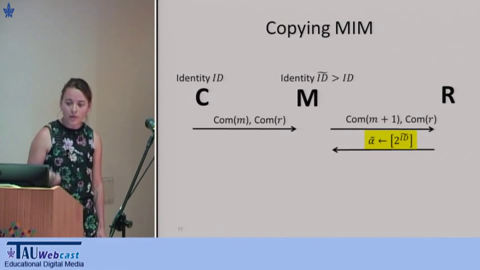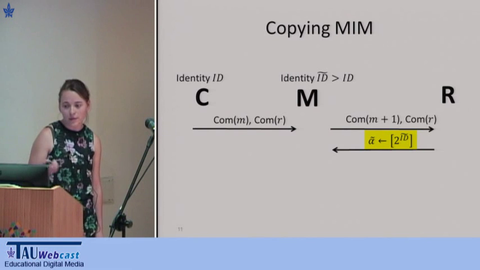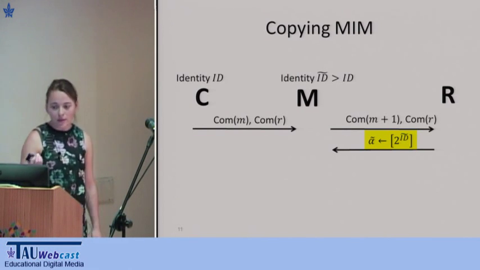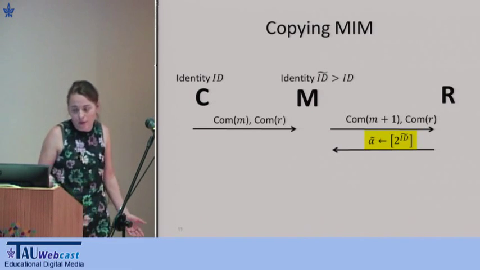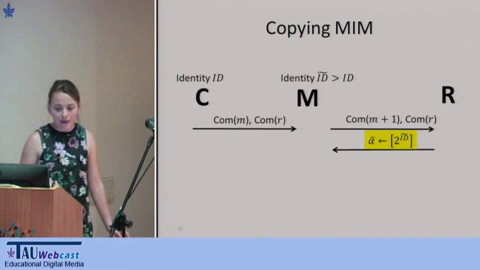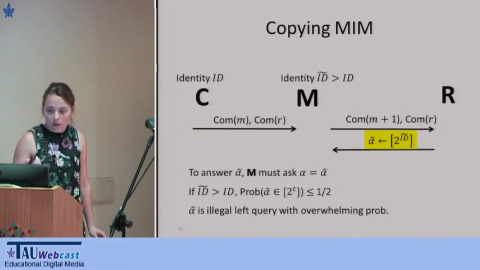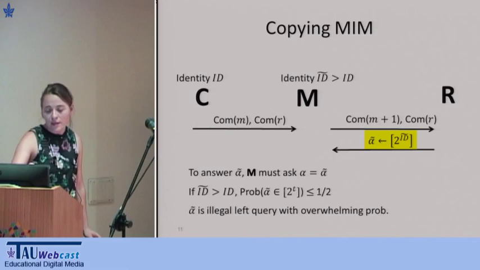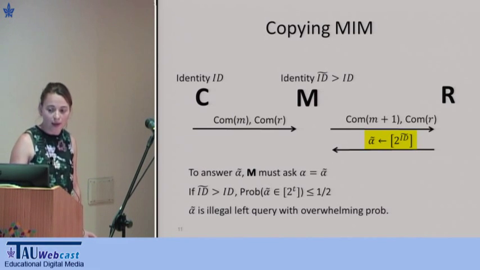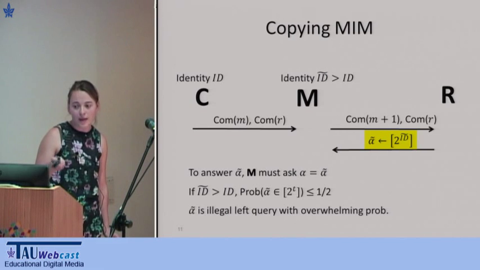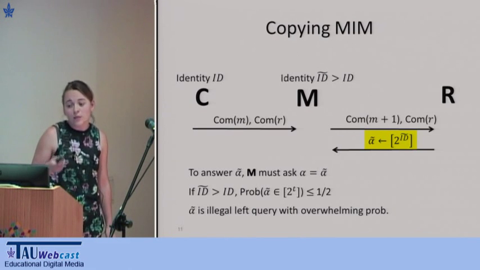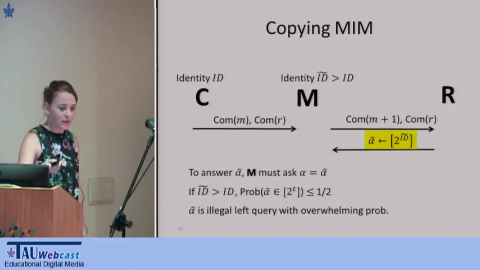Now he will receive a challenge alpha tilde that is drawn from the 2 to the ID tilde domain. In order to answer this challenge, he must copy this challenge to the left. Otherwise, he doesn't know the commitment, so he cannot answer it. But the problem is that it might be the case that he won't be able to copy it. Why? Because ID tilde is greater than ID. It means that 2 to the ID tilde is at least twice bigger than the domain of the left side from where the challenge should be drawn.